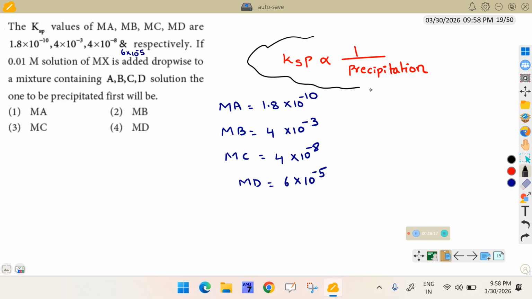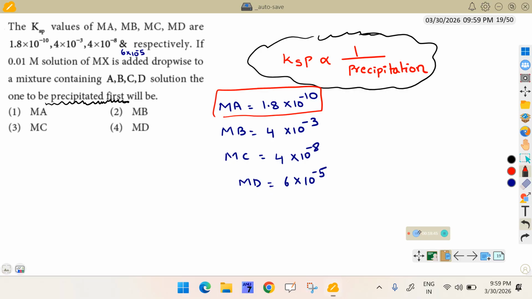The Ksp values of MA, MB, MC, MD are given. Which of the following is precipitated first? Ksp value is inversely proportional to precipitation. If the Ksp value decreases, then the compound precipitates first. Which Ksp value is very low? MA Ksp value is very low. So based on that, MA precipitated first.